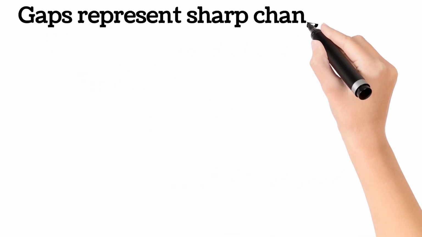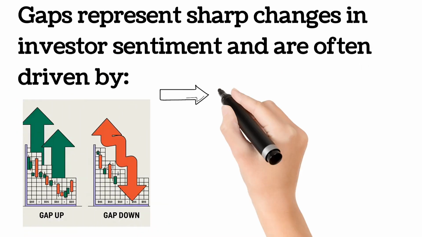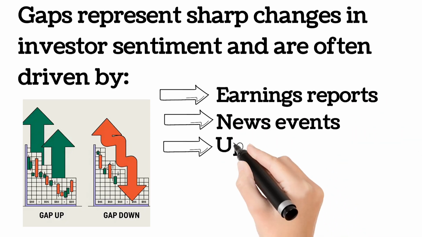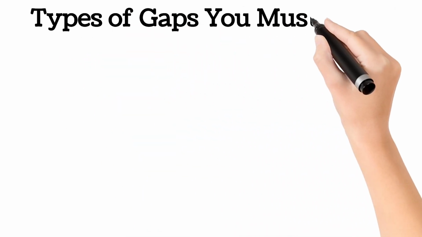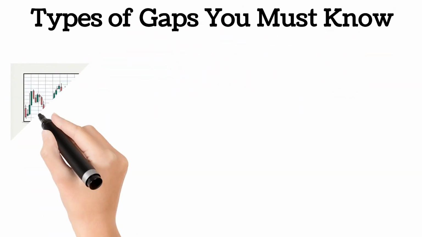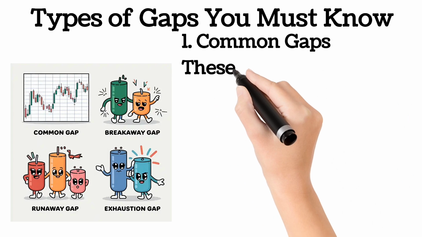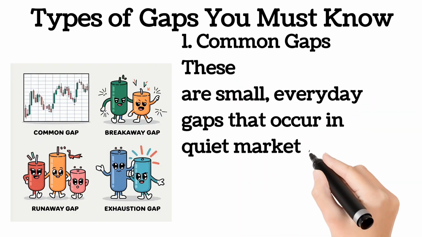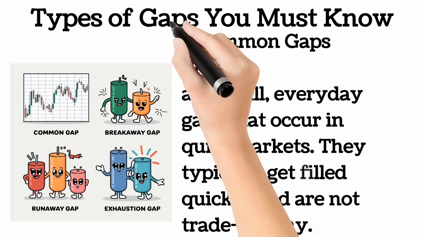Gaps represent sharp changes in investor sentiment and are often driven by earnings reports, news events, upgrades or downgrades, economic data releases. Types of gaps you must know. There are 4 main types of gaps every trader should understand. 1. Common gaps. These are small, everyday gaps that occur in quiet markets. They typically get filled quickly and are not trade-worthy.